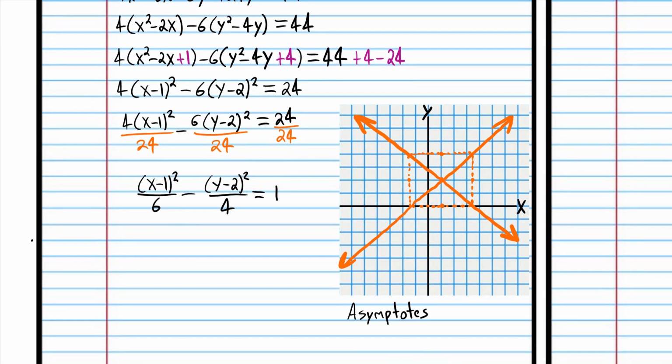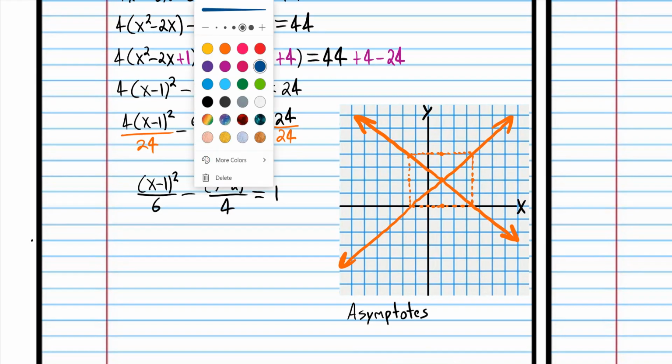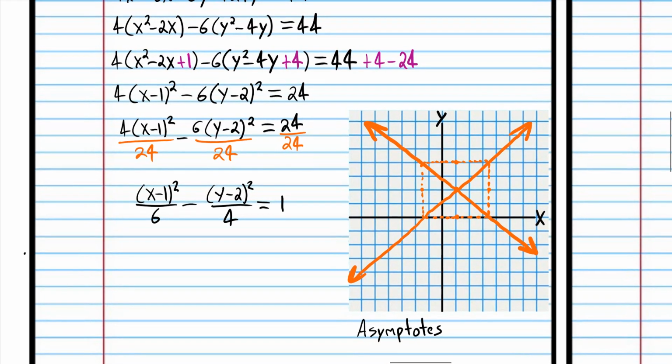And now I'm actually going to draw the graph. Now notice that the x term comes first. So that means that the parabolas are going to be going off to the left and to the right rather than up and down. If the y term came first, then we'd be going up and down with our parabolas. The parabolas would be opening up and down. Alright, so we have a parabola on the left and a parabola on the right.